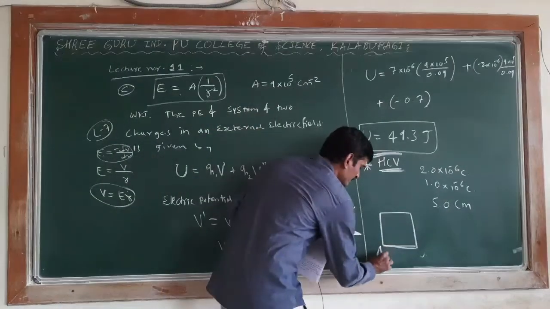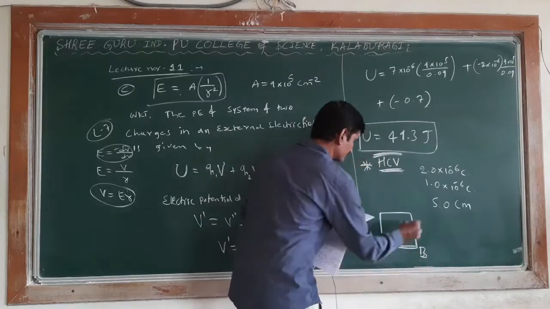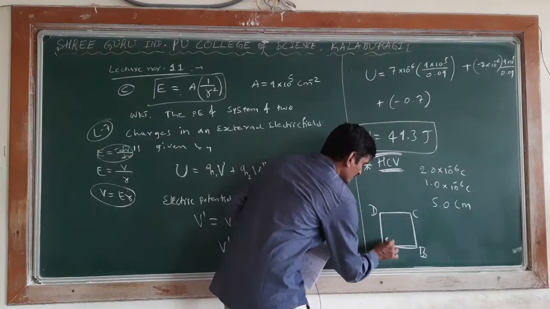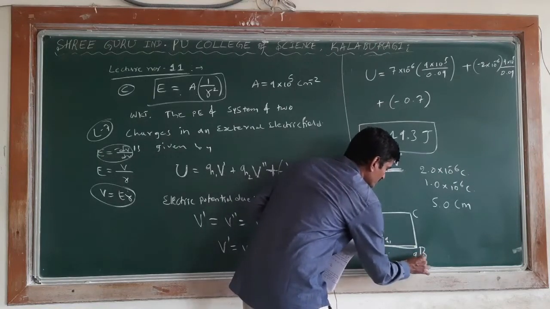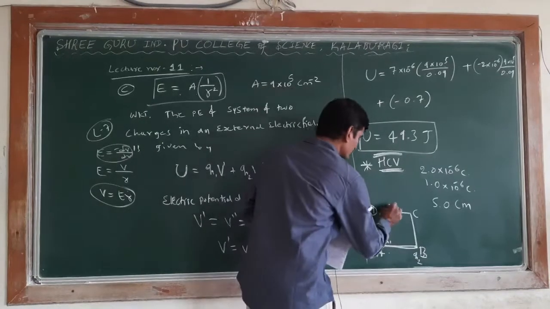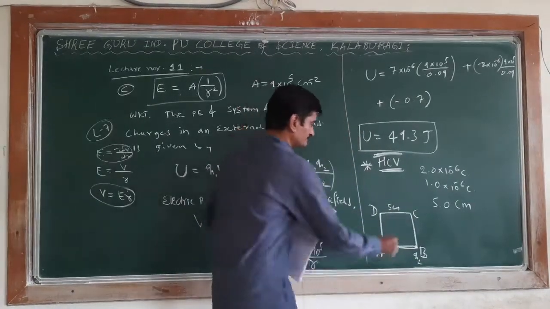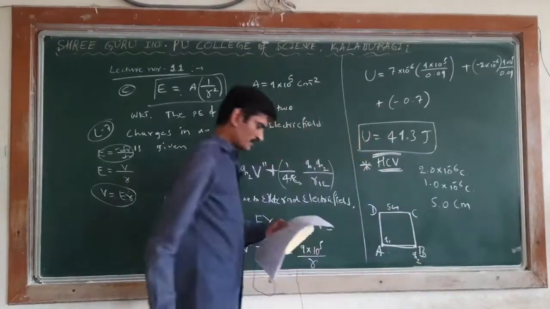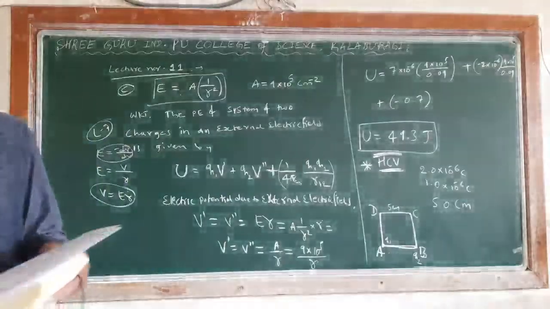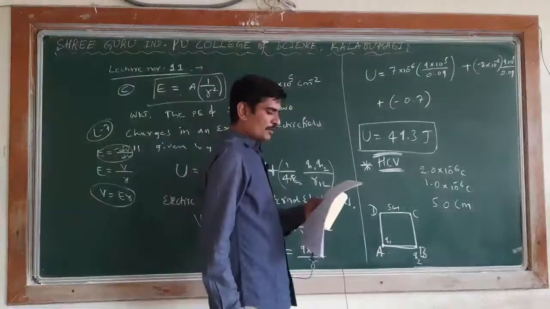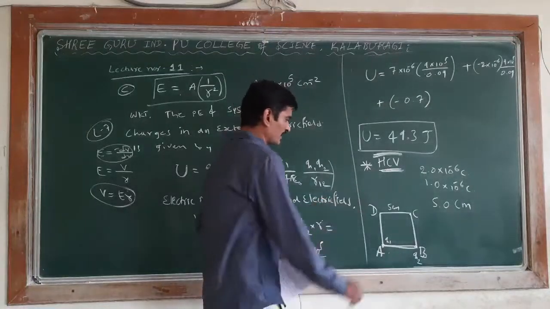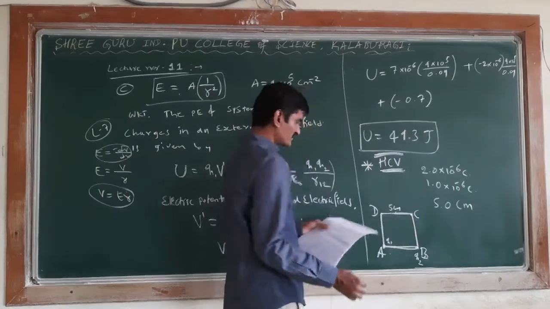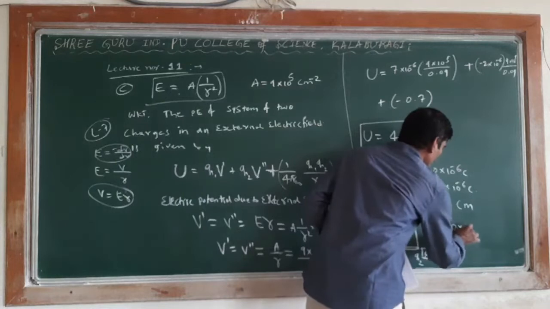Draw the diagram: A, B, C, D. They have given that at point A the charge Q1 is there, and at point B charge Q2 is there, and this distance is 5 centimeter. So we need to find out how much work will be done against the electric field in moving a charge of 1.0 × 10^-6 coulomb from C to D.